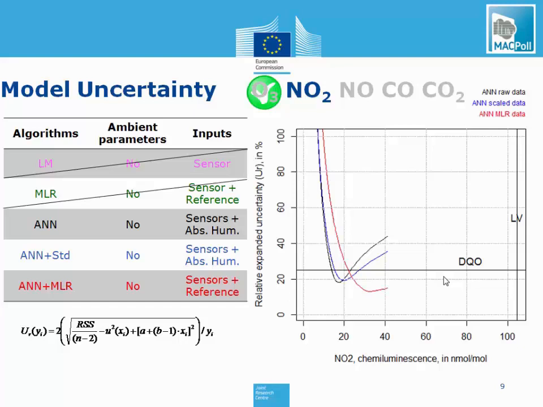The other ones, the artificial neural network on standardized data, were promising for low concentration, but in our station, we did not reach a very high level of concentration, only 40 ppb at maximum. And we can see that at those levels, the uncertainty tends to increase. This is maybe due to other sensor effects, I don't know, but for sure, the data quality objective is not met for NO2.